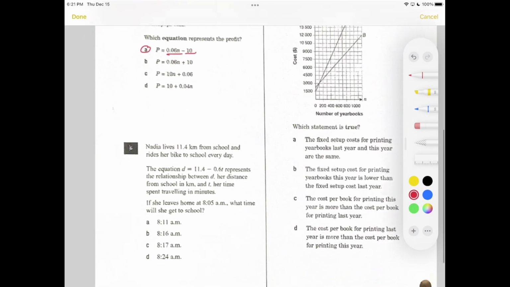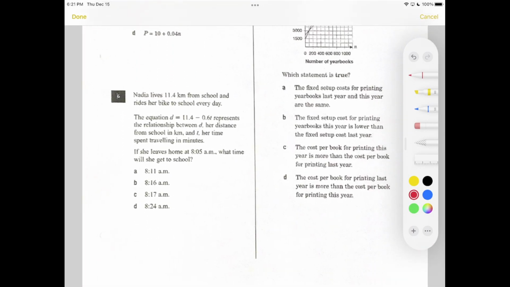Let's move on to question number 6. Nadia lives 11.4 kilometers from school and rides her bike to school every day. The equation D equals 11.4 minus 0.6 T represents the relationship between D, her distance from school in kilometers, and T, her time spent traveling in minutes. If she leaves home at 8:05 a.m., what time will she get to school?